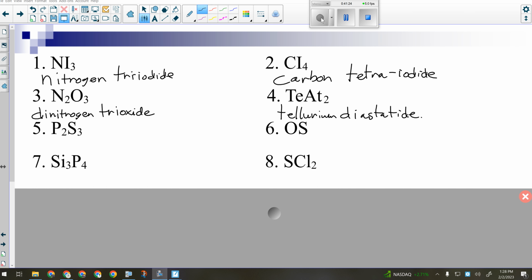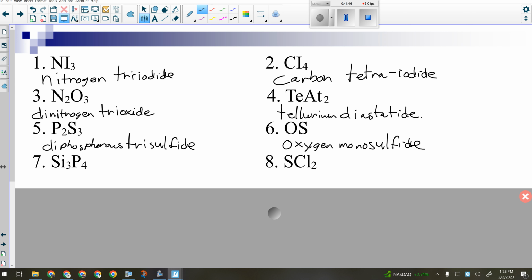Okay, so just real quick checking our answers here. Okay, this one here would be diphosphorus trisulfide. Okay, this one here would be oxygen monosulfide. Okay, we would have trisilicon tetraphosphide. And we would have sulfur dichloride.